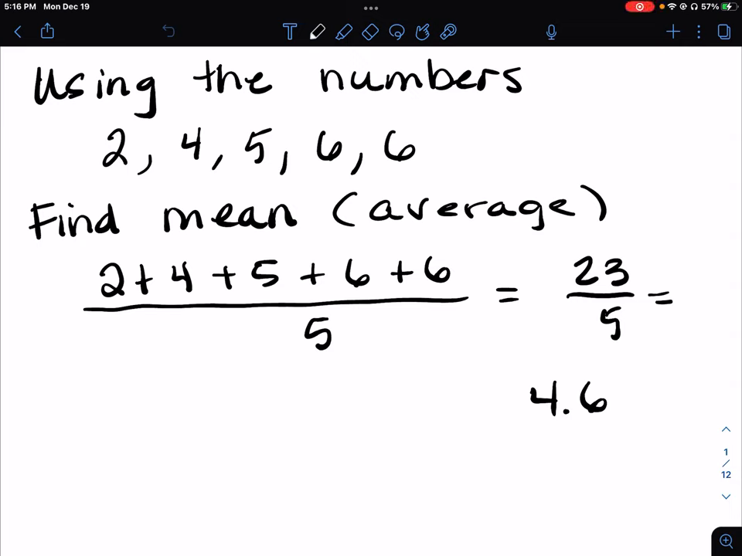Okay, using the numbers 2, 4, 5, 6, 6, find the mean. That's the same as the average. So you add them up and divide by how many numbers.